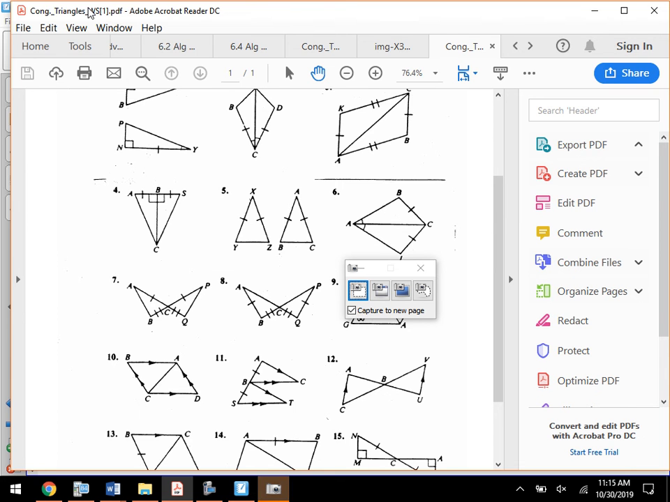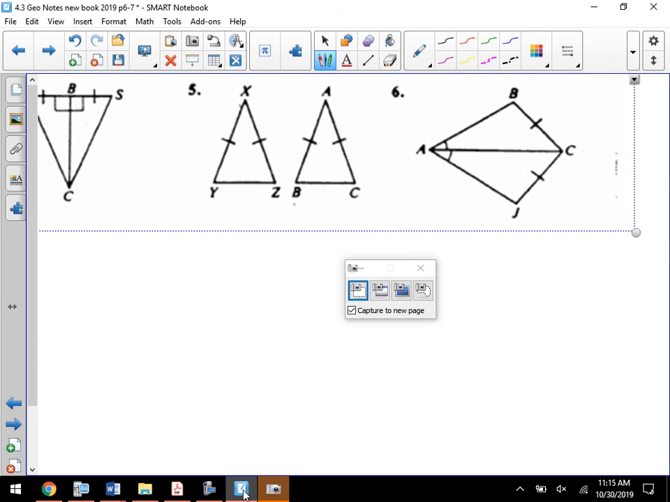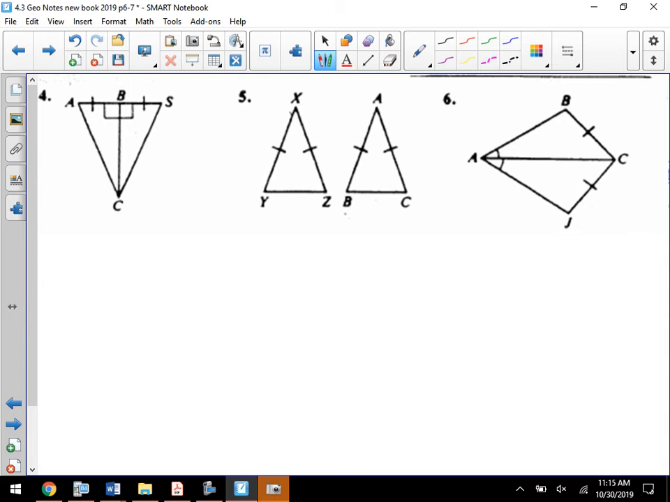With the next three, just blow those up. On 4, what was the one thing you had to mark? Or one thing you could mark, I should say. Thank you, sir. Again, you can only mark here. You got your shared side, your reflexive, and that gives you which of the 4.